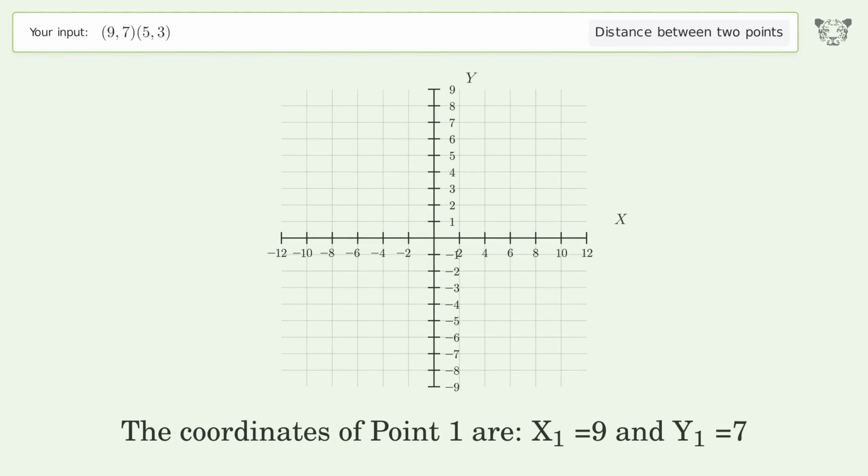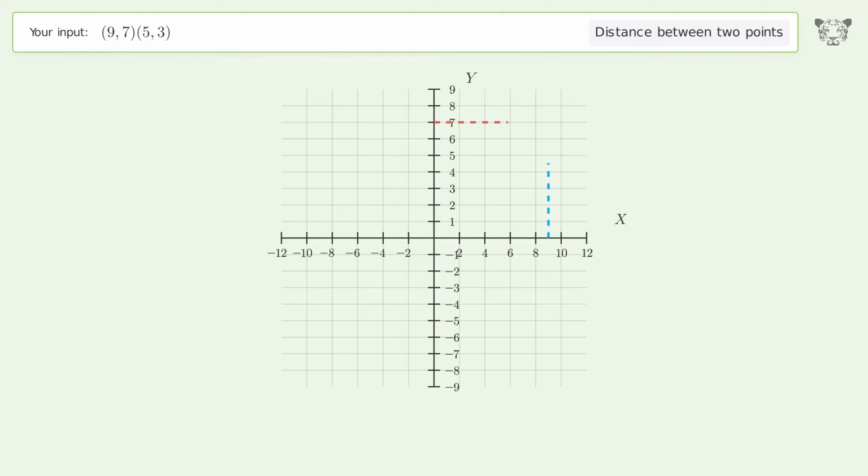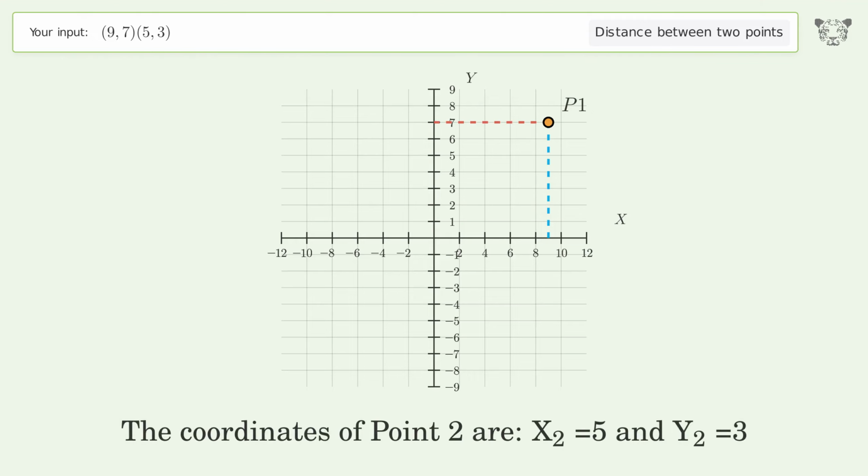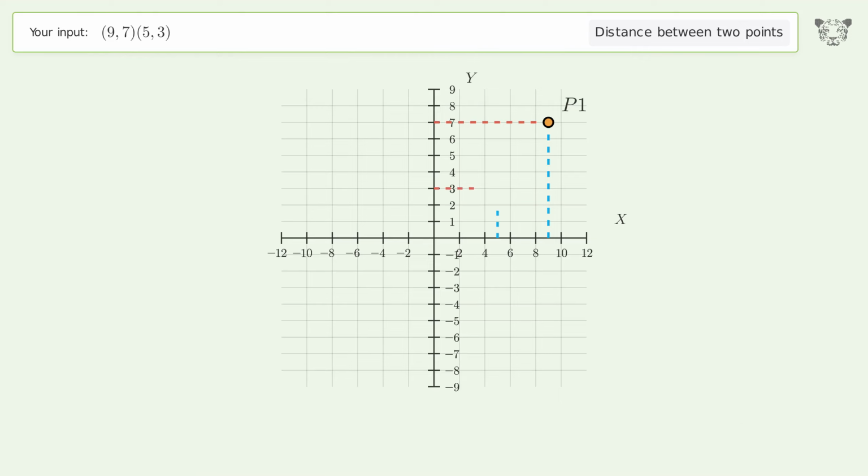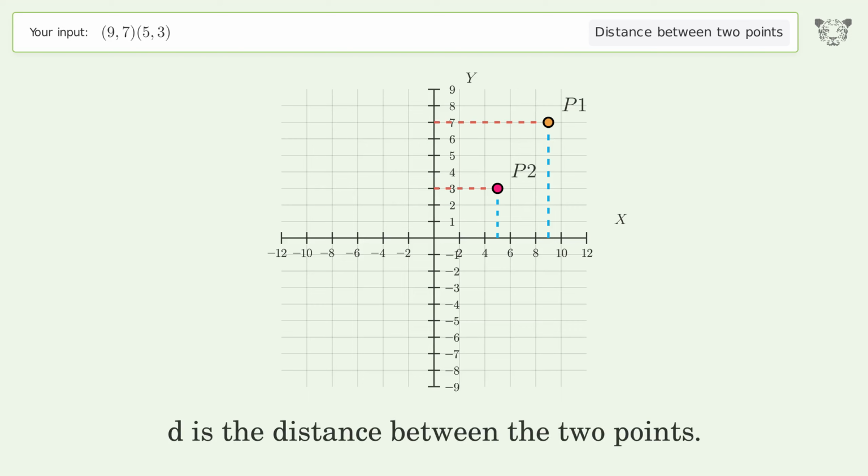The coordinates of point 1 are x1 equals 9 and y1 equals 7. The coordinates of point 2 are x2 equals 5 and y2 equals 3. D is the distance between the 2 points.